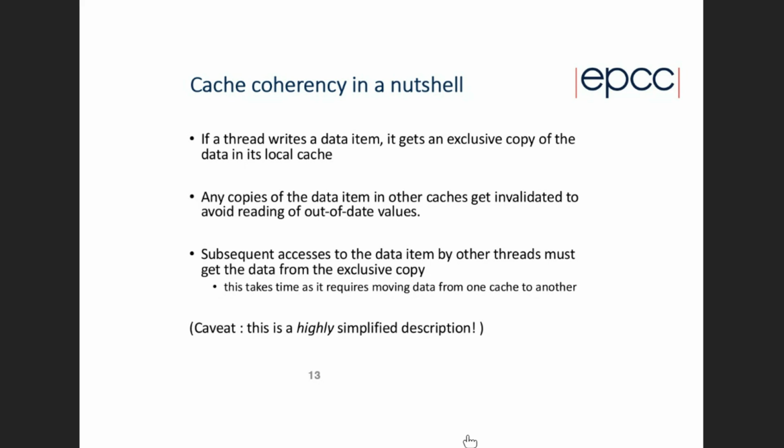Okay, so that's really a hugely simplified description of what's going on. The reality is a whole bunch more complicated than that. But that's the basic idea. So whenever something's written, you get a copy in the local cache, and then other subsequent accesses will have to retrieve it from that place.